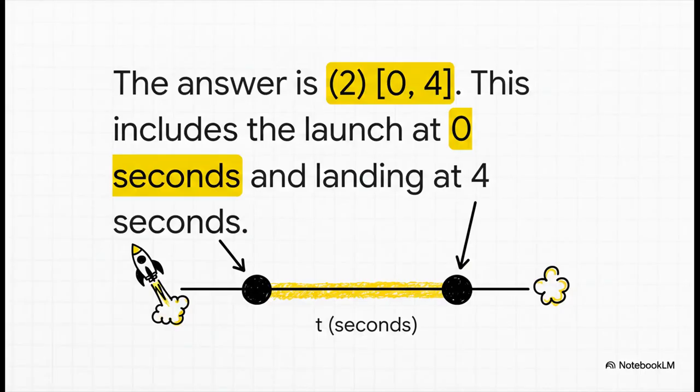If you look at the graph, the rocket takes off at time 0, and it comes back down and hits the ground at the 4-second mark. So the function is only describing what happens during that interval, and those square brackets are key. They mean that both 0 seconds and 4 seconds are included in the domain, which makes perfect sense, right? That's the launch and the landing.